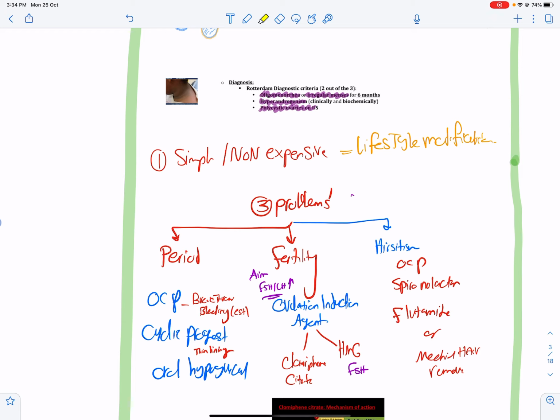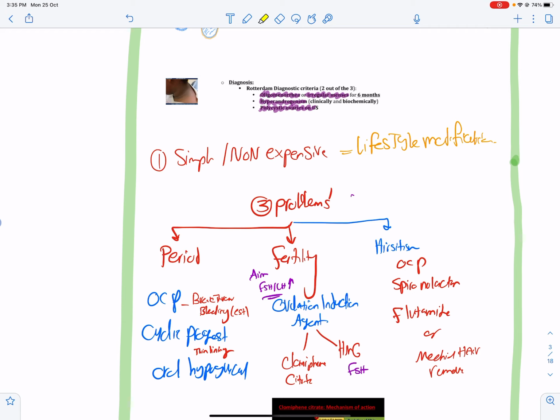Now, what problems will they present with? So you treat according to the problem they present. So infertility, for example, you're going to give an ovulation induction agent or IVF, because the bad thing about ovulation induction agents is they can cause hyperstimulation syndrome in this patient.